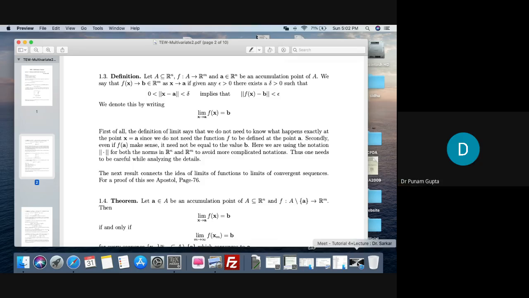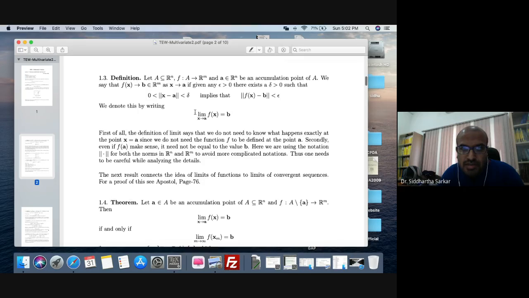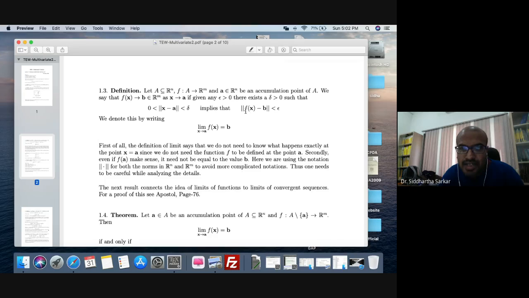Yes. Okay, so I don't remember who asked this question. The problem was, if you don't take this accumulation point, the definition would be invalid. So if you look at this definition, you need the norm of f(x) minus b to be less than epsilon. If you take a continuous function and at some point you just delete the value and put a very high value over there.